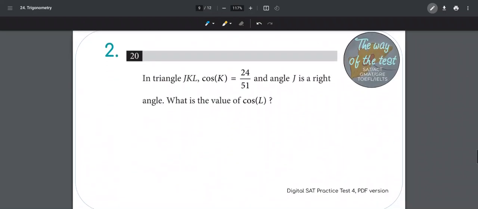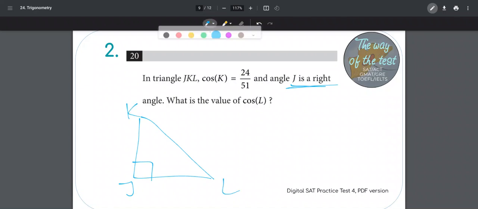Okay, I want you to pause the video, solve this question. You have to use a calculator for this one, and we're going to check. Okay, so we have triangle JKL, cosine of K is 24 over 51, and angle J is a right angle. So, okay, this time I'm going to shape it in the easiest way. And this is J, this is K, and this is L. And they say cosine of K, from angle K, cosine of K is 24 over 51.